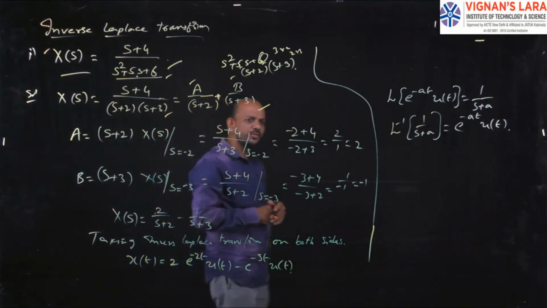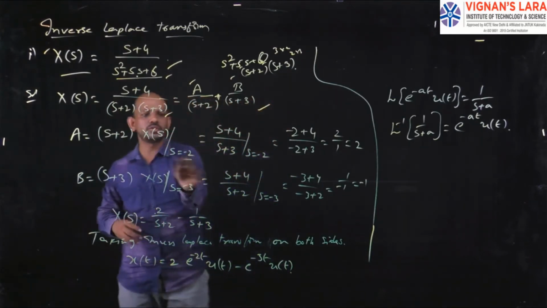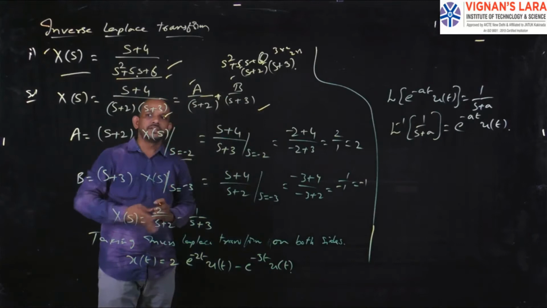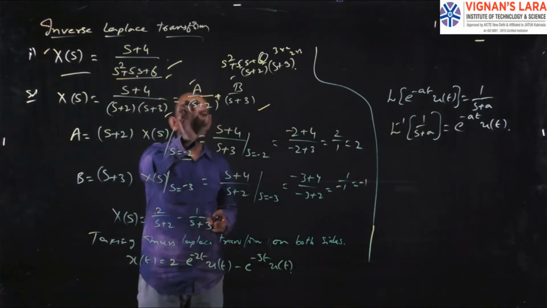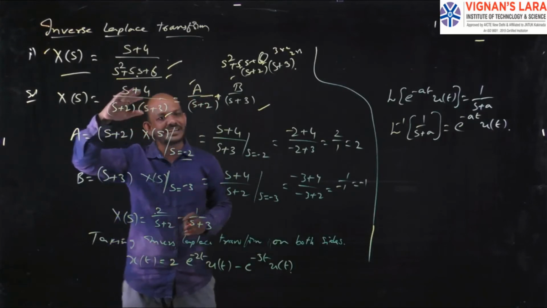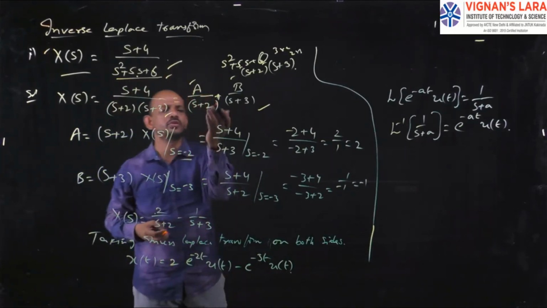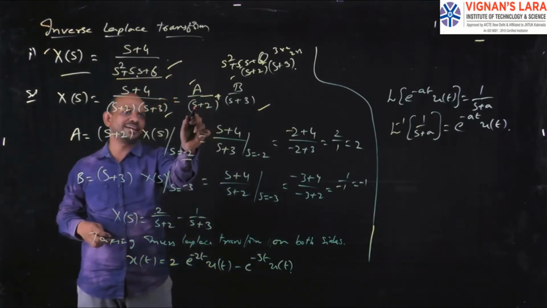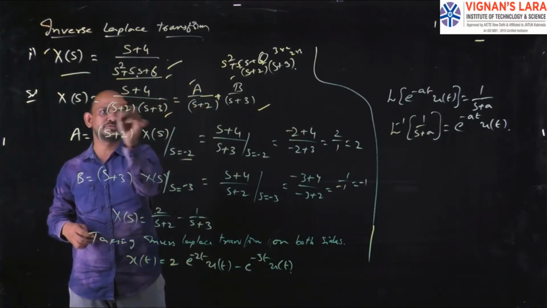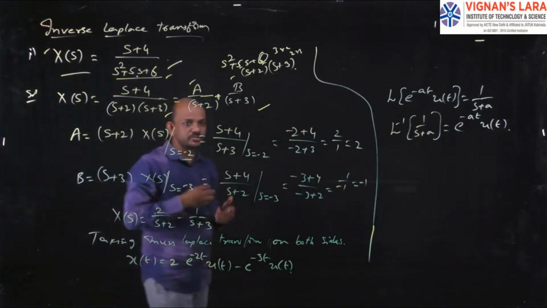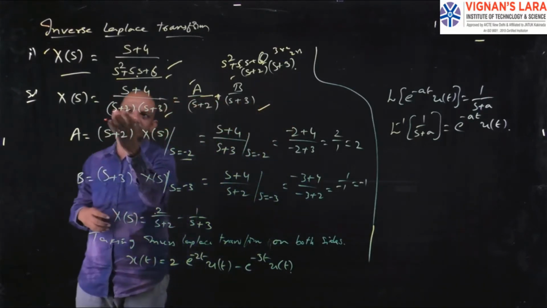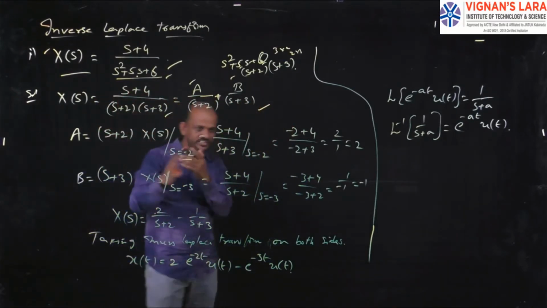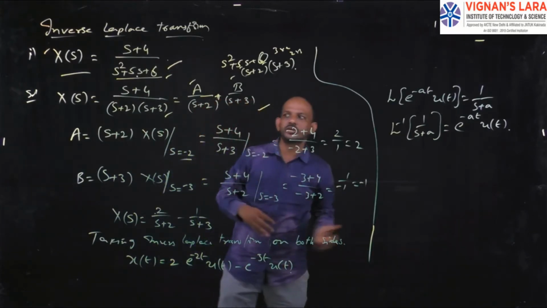They say s equal to minus 2. Substitute s equal to minus 2. Simple logic. If you want to find out the value of A, multiply the complete X of s with s plus 2 and substitute s equal to minus 2. If you multiply s plus 2 with this equation, s plus 2 gets cancelled, and I am substituting s equal to minus 2. If these are not cancelled, s equal to minus 2 will make it infinity. For that, first I am cancelling this one and then substituting s equal to minus 2.